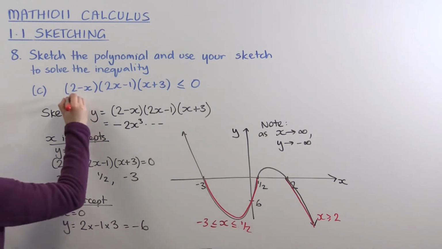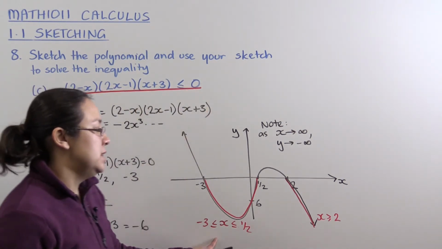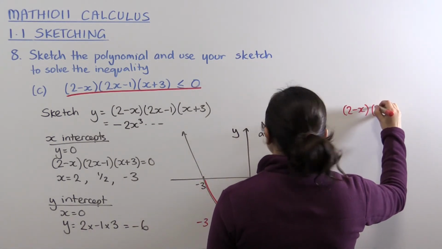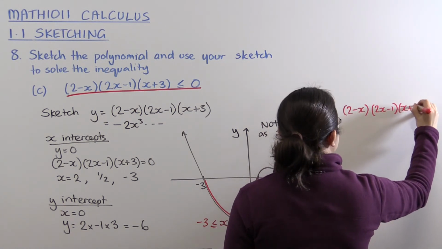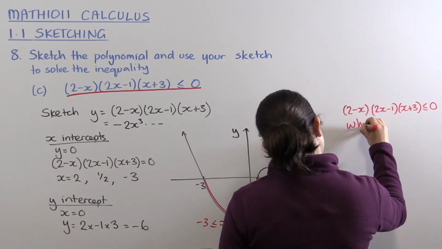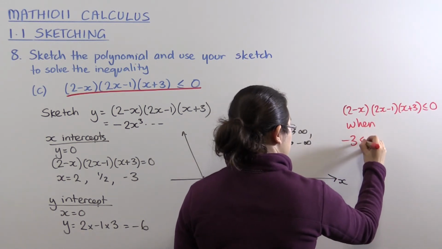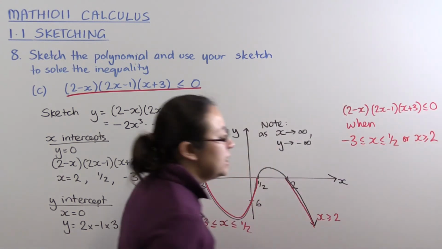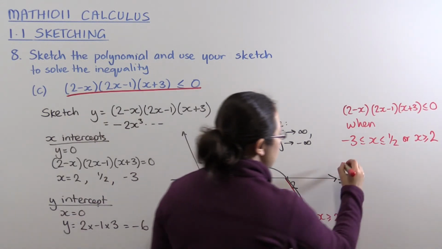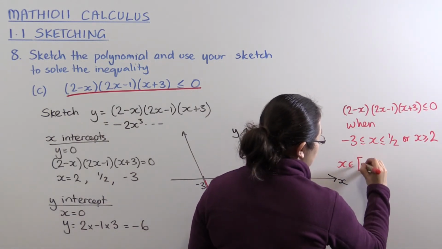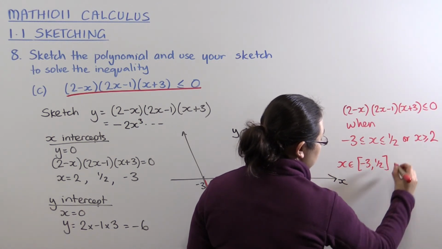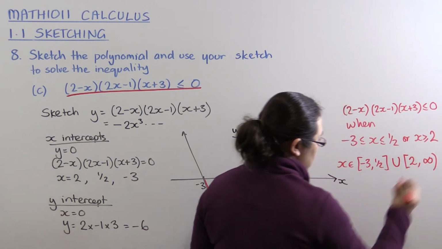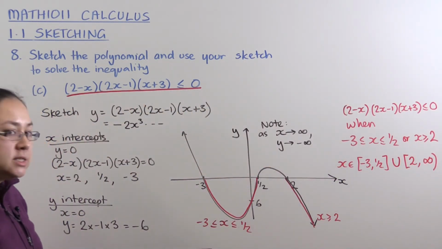So we know this inequality holds when these are true here. So let's just write down our answer. 2 minus x, 2x minus 1, x plus 3 is less than or equal to 0 when minus 3 is less than or equal to x is less than or equal to half, or x is greater or equal to 2. Now we can write that in set notation. X is in this set that goes from minus 3 to a half, including both those points, union, from 2, including 2, up to infinity. So we can write our answer in set notation like that.